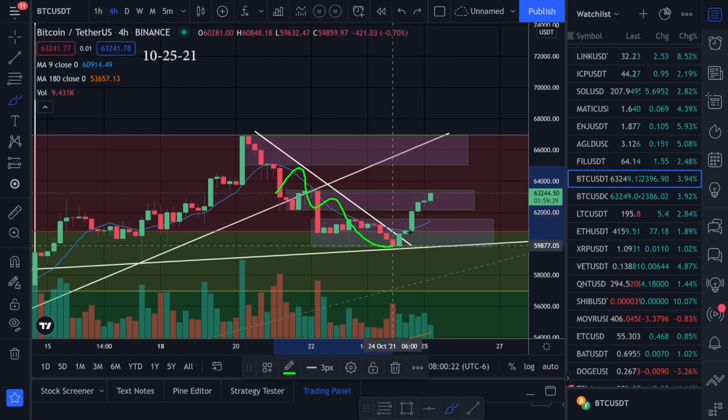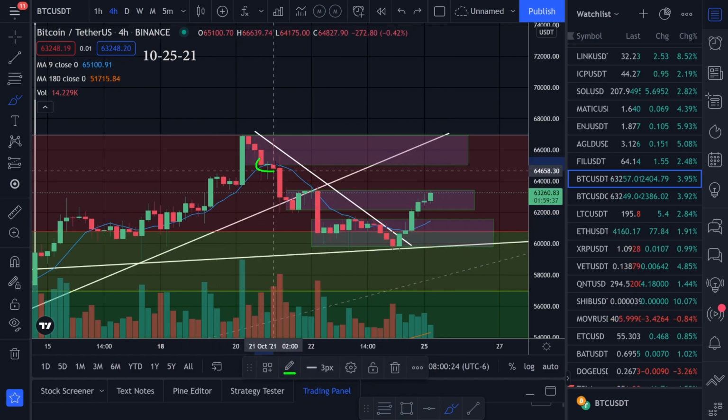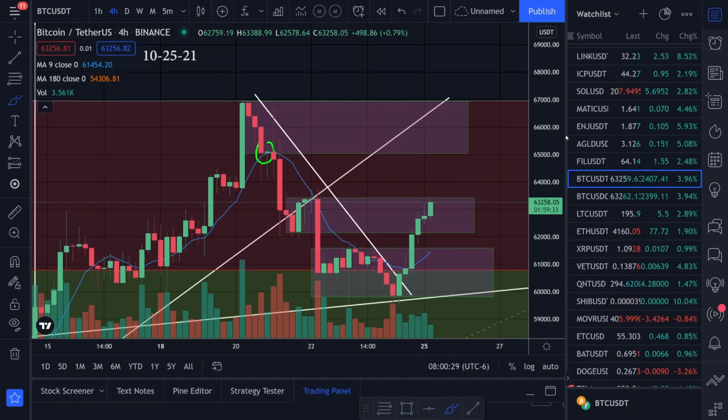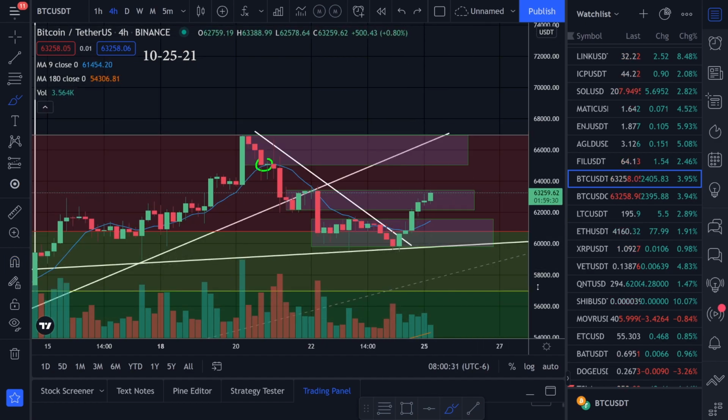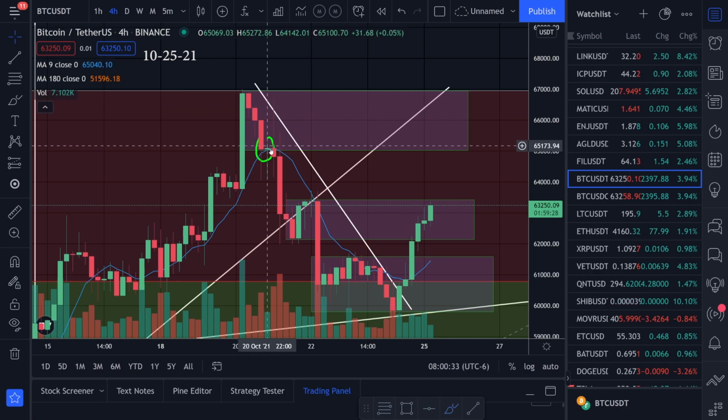Sometimes it just goes in and out of it, in and out of it. But right here it's pretty clear. We broke below it, and then now we broke above it. So maybe keep your eye on this 4-hour time frame 9 moving average. That's what I do, in my opinion.